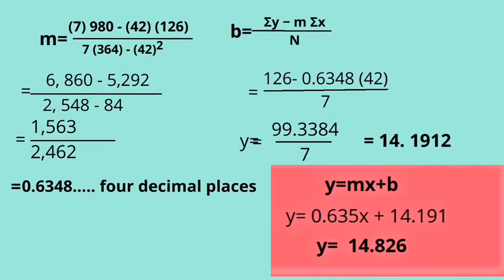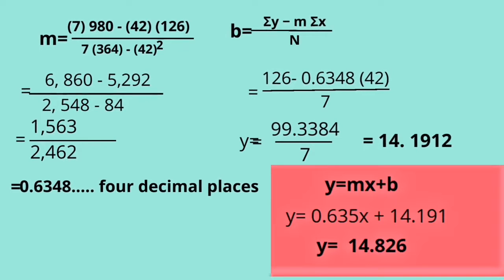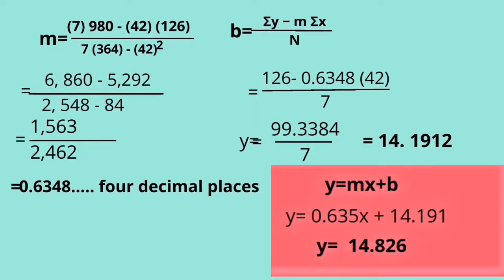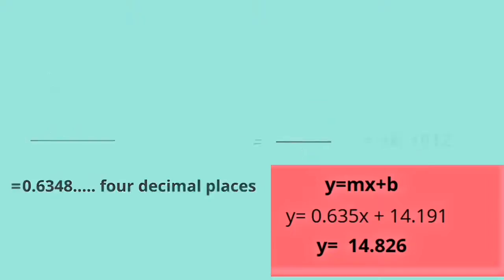We need to round off the m and the b. We have here y is equal to 0.635x plus 14.191. So here are the key points.